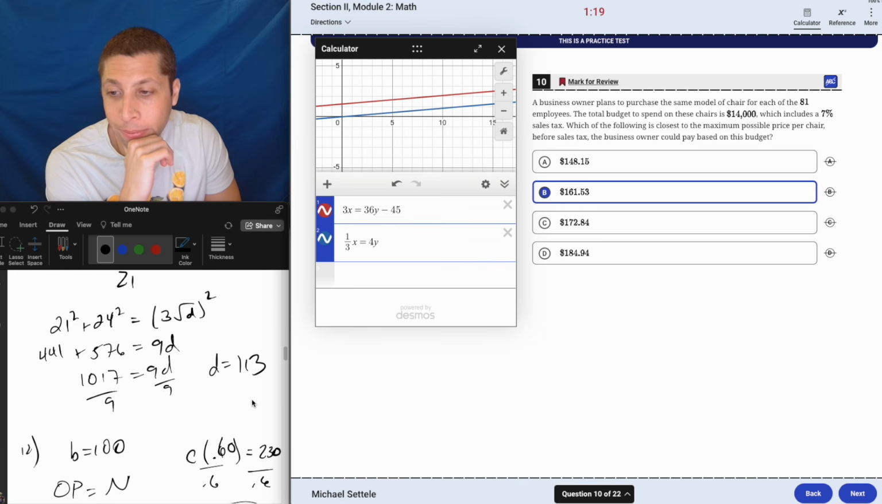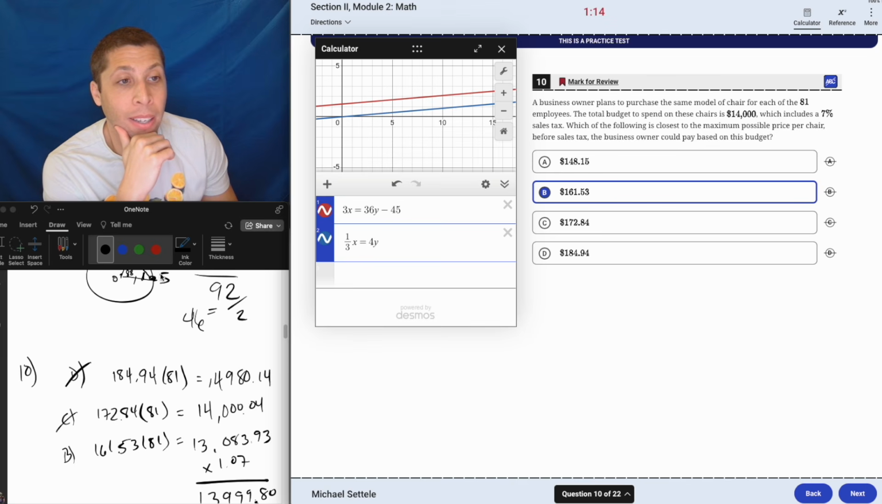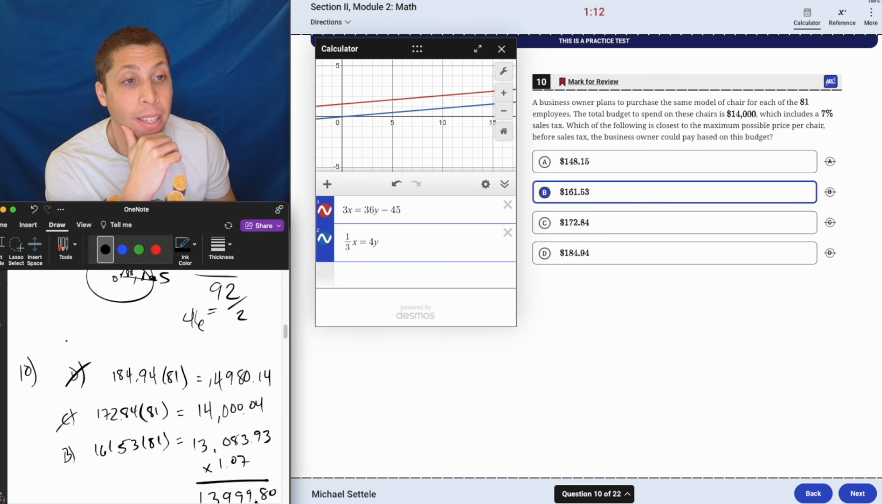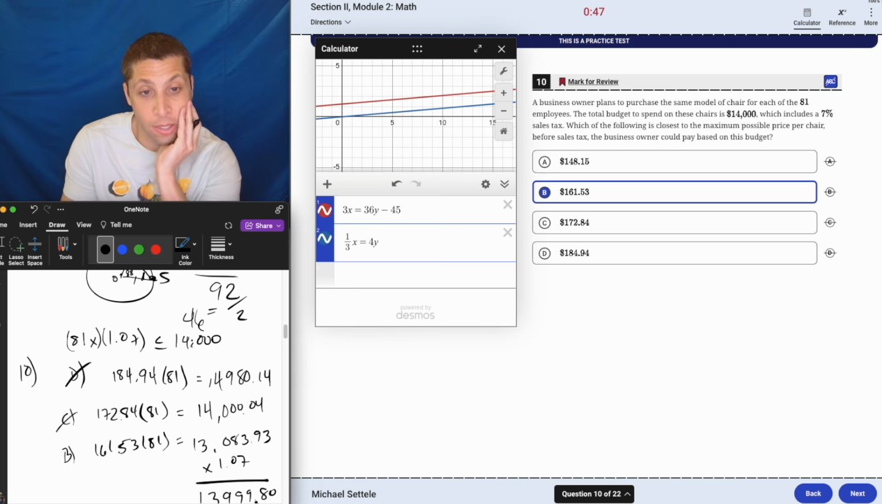I mean, what would my equation be here? It would be something like 81x, that's the total cost of the chairs, times 1.07 for the sales tax is less than or equal to 14,000. So we would take 14,000, divide by 1.07, divide by 81, and you get x is 161.53. So there you go.